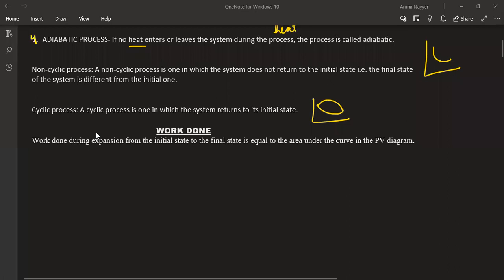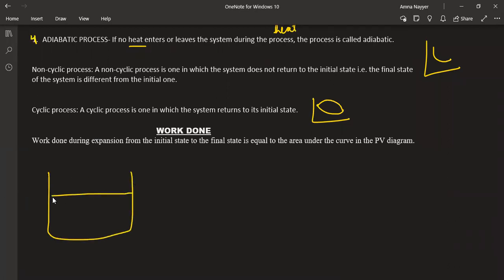See, work done's derivation can be done by taking a cylinder and attaching a piston onto it. Now, when you apply pressure from inwards, what will happen? This will get displaced. There would be a slight displacement, right? So let's say A is the area of the piston.